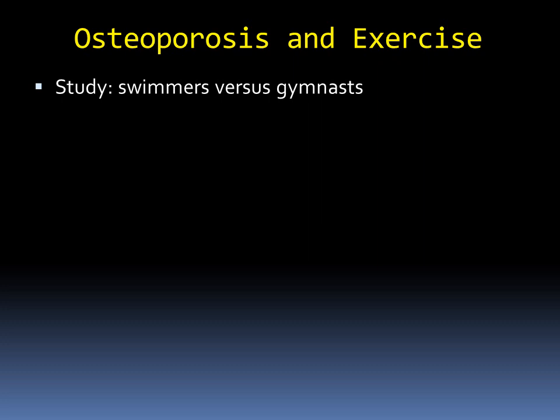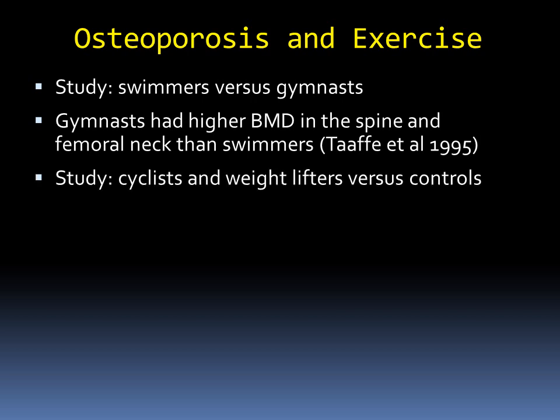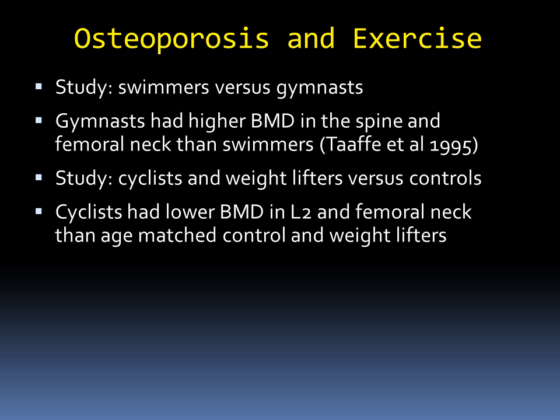One study looked at swimmers versus gymnasts, and what was reported was that gymnasts had higher bone mineral density in the spine and femoral neck compared to swimmers. Another study looked at cyclists and weightlifters versus controls. The cyclists had lower bone mineral densities in L2 and femoral neck than age-matched controls and weightlifters.